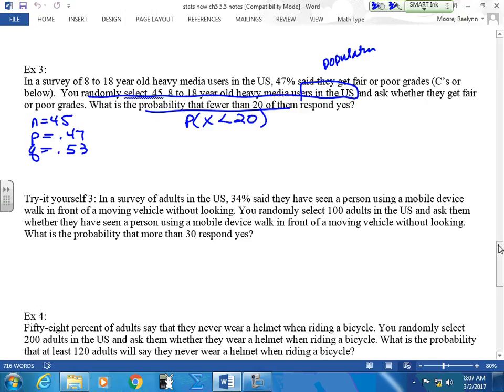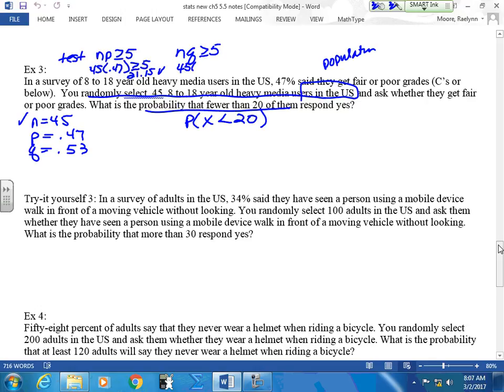Then next, I need to say I do have a binomial. I need to test N times P greater than or equal to 5, and N times Q greater than or equal to 5. I determined yes, I have a binomial situation, so I need to test. So I say 45 times 0.47. Is this greater than or equal to 5? Yep, it is. And this equals 21.15. And yes, it does. I say N times Q.